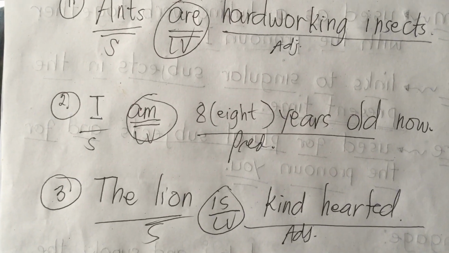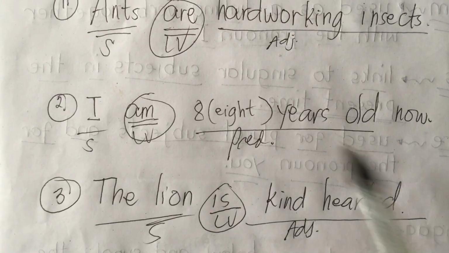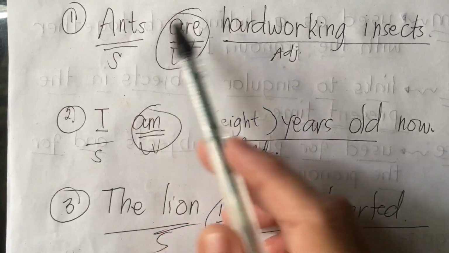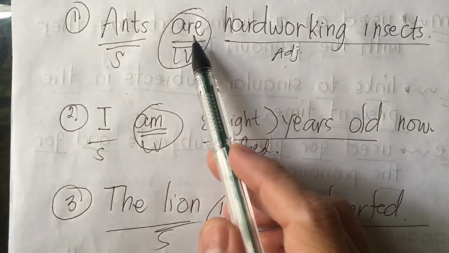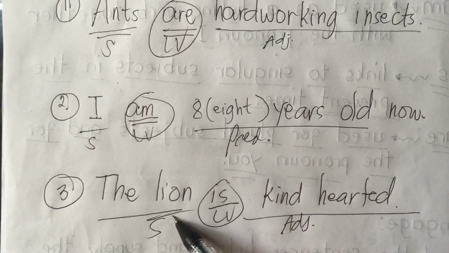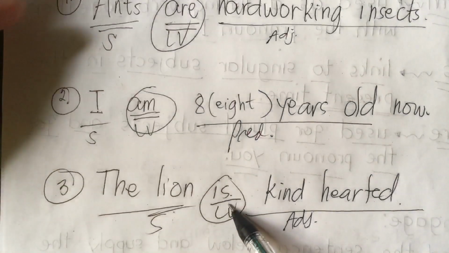But remember, class, as I've said, when using are, your subject must be in a plural form. That's ants. That's why I use are. With the pronoun I, that's why I use am. Next, our subject is lion, so it's only one, so that's why I use the be verb form which is is.